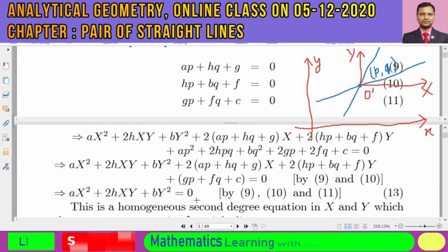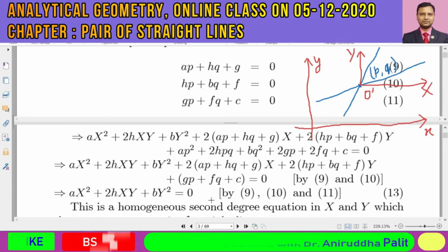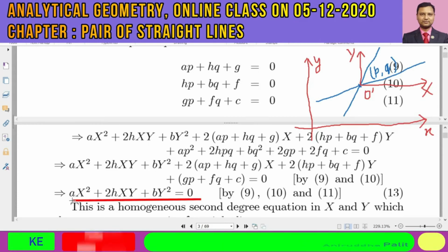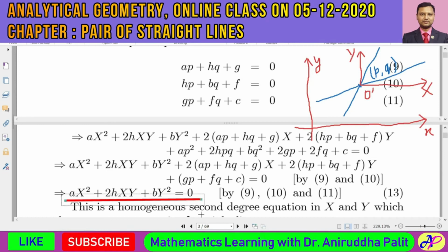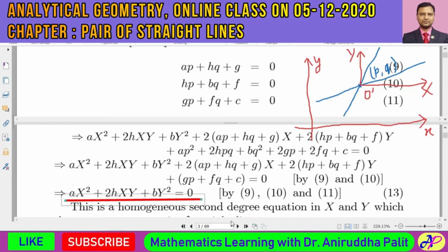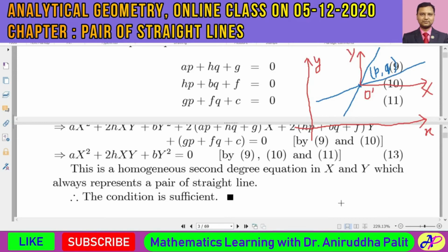Got it? So that's why we can conclude that this equation number 13 actually comes from equation number 1 by a geometric transformation, nothing else. So equation number 1 and equation number 13 would represent the same curve. And because it is a purely second degree homogeneous equation involving two variables capital X and capital Y, it always represents a pair of straight lines. That means equation number 1 always represents a pair of straight lines.